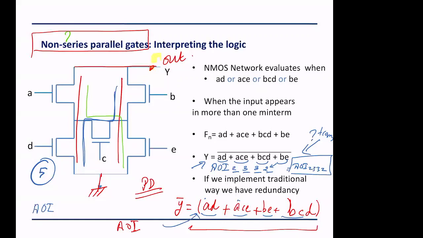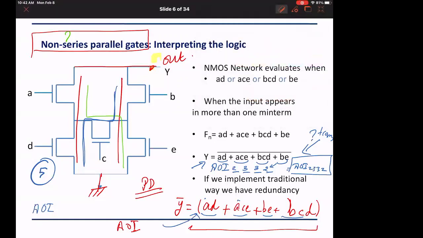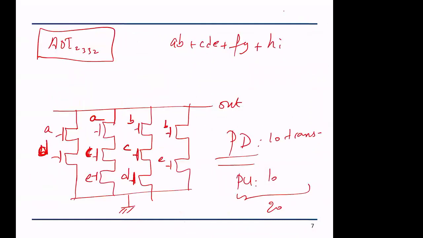But Professor, in this case, we need inverters as well, no? For the pull down? I mean, this one here is not inversion. This is a mistake here. It is not. It is. Let us look at the expression on the next slide. So the expression is Y equal to AD or ACE or BCD or BE all barred.